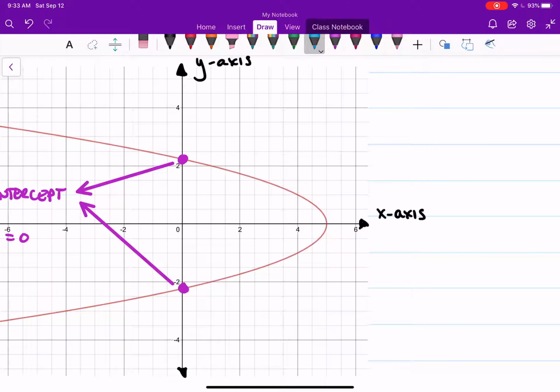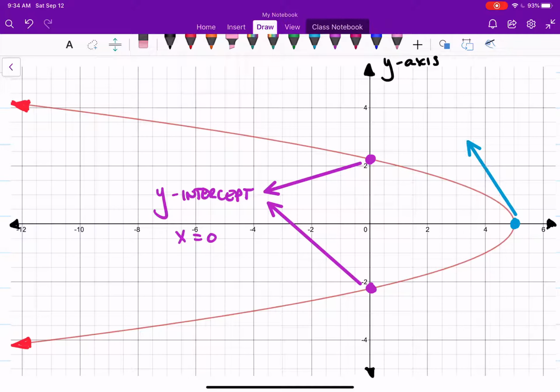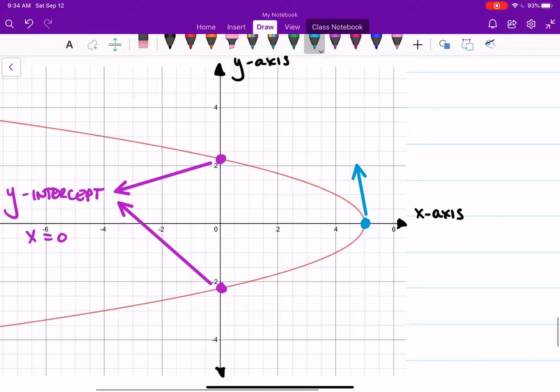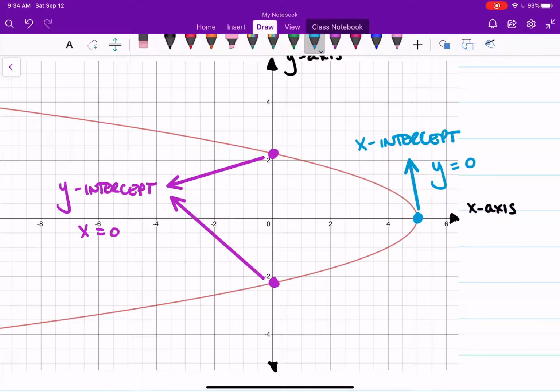Similarly, over here at this end, we have this point here, right? What does that mean? That means that this is an x-intercept. Right? So what do we know about the x-intercept? Well, no matter where you plot along the x-axis, the y is always equal to 0. Okay? So y-intercept, x is equal to 0, x-intercept, y is equal to 0. Okay? So that is important.